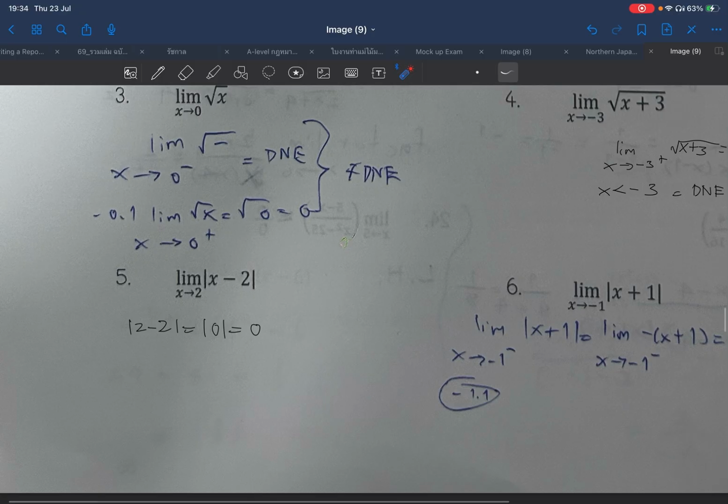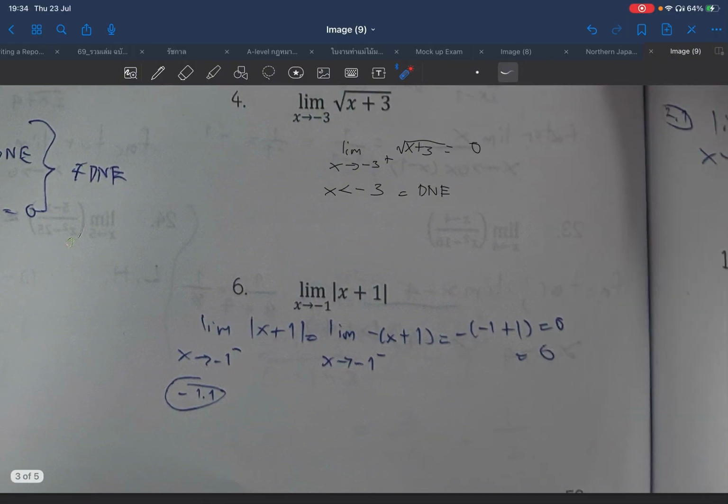Again, number 5, the limit of absolute x minus 2 as x approaches 2. So absolute value functions are continuous everywhere, so we could plug in the x as it approaches 2 directly. So absolute 2 minus 2 equals absolute 0, and our final answer is 0.